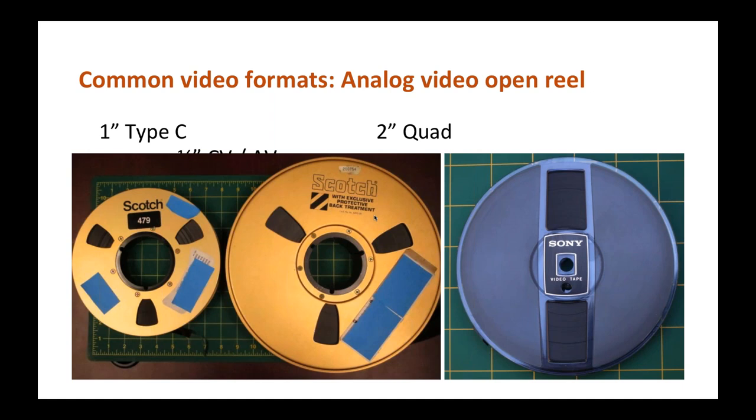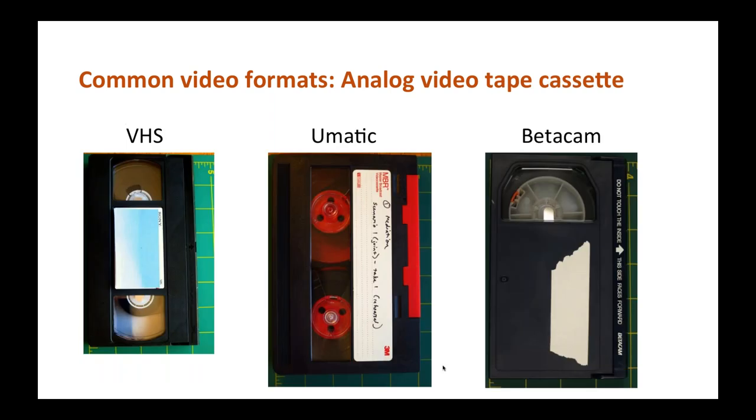sorry, yes. So, okay, let's move forward to some hopefully more familiar formats. Oh, sorry, I think we have a question.